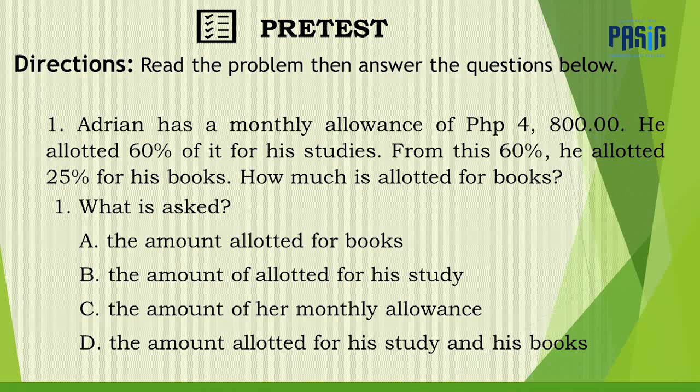Number 1. Adrian has a monthly allowance of 4,800 pesos. He allotted 60% of it for his studies. From this 60%, he allotted 25% for his books. How much is allotted for books?